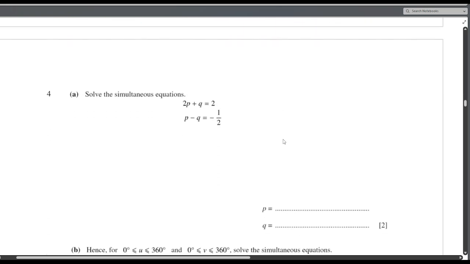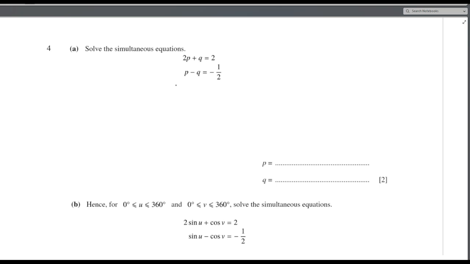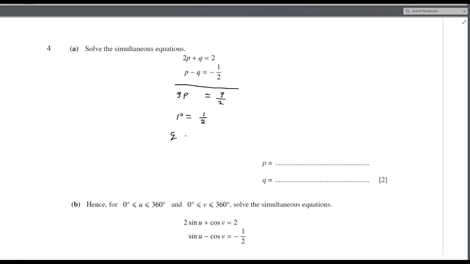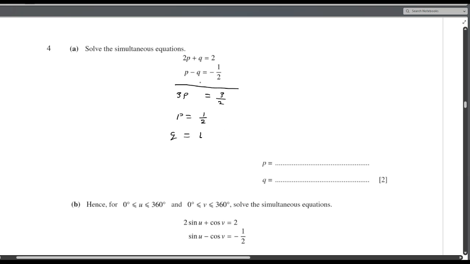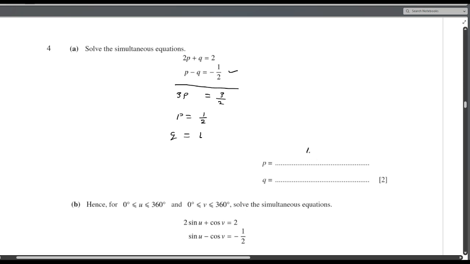Now question number 4, solve the simultaneous equations. What you do is add these two equations. Here you will get 3p, and here you get 2 minus 1 divided by 2, which is 3 divided by 2. So your p will be 1 divided by 2 and q will be 1. 1 divided by 2 minus 1 gives you minus 1 divided by 2. So here I have p as 1 divided by 2 and q as 1.